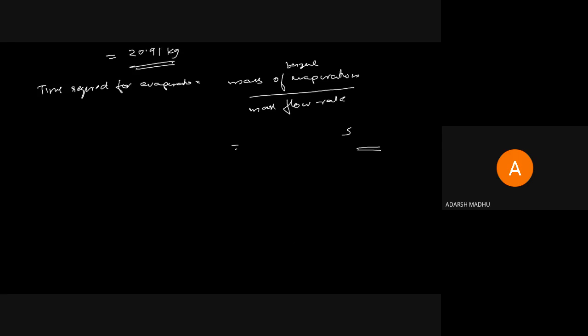20.91 kilogram. The time required is the mass of the particular element to evaporate divided by the mass flow rate. The amount divided by the rate of flow gives the time taken. Keep that theory in mind. The amount divided by the flow rate will be the time taken, that is 20.9 divided by 0.03137, and you will get 666.24 seconds. 666.24 seconds is the time taken for the evaporation of benzene.